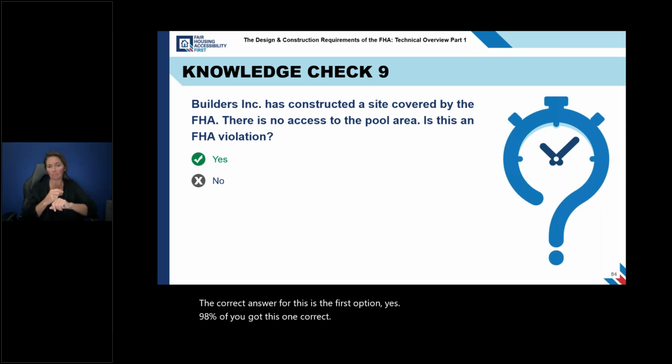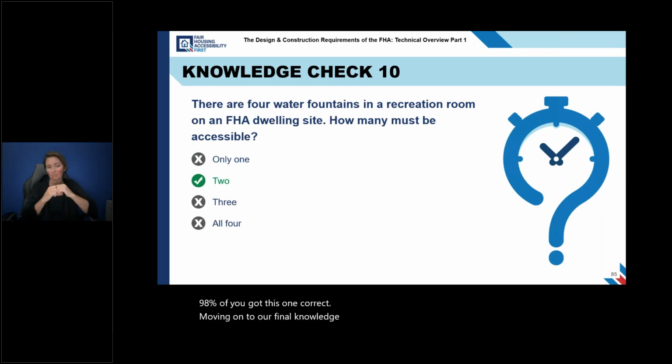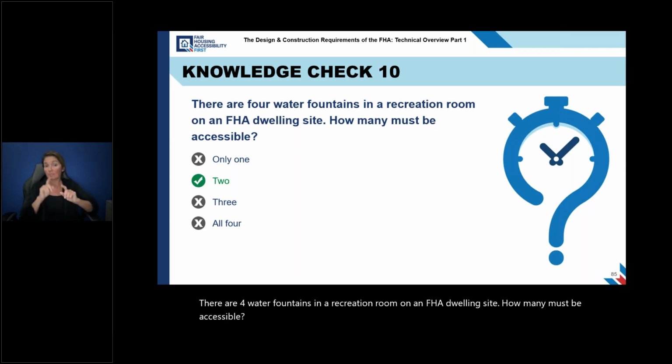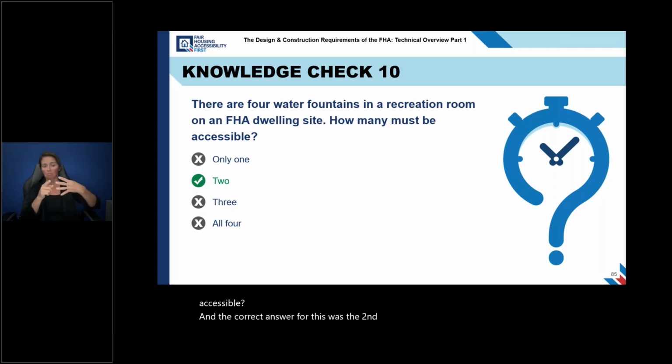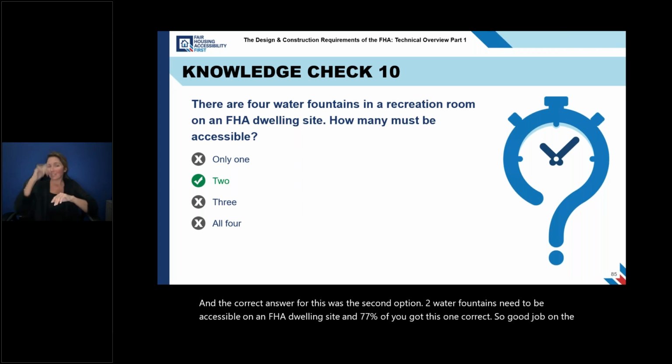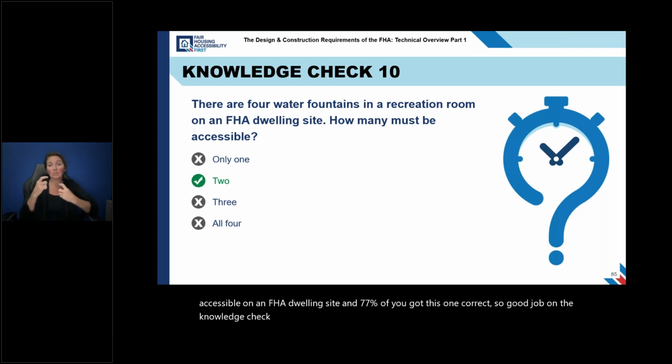Moving on to our final knowledge check. There are 4 water fountains in a recreation room on an FHA dwelling site. How many must be accessible? And the correct answer for this was the second option. 2 water fountains need to be accessible on an FHA dwelling site. And 77% of you got this one correct. So good job on the knowledge check questions. Now I'll pass it back over to Crystal for the closing.